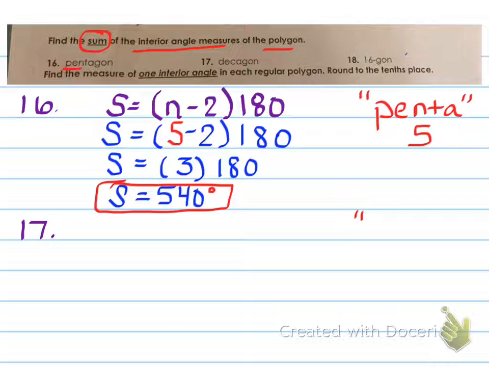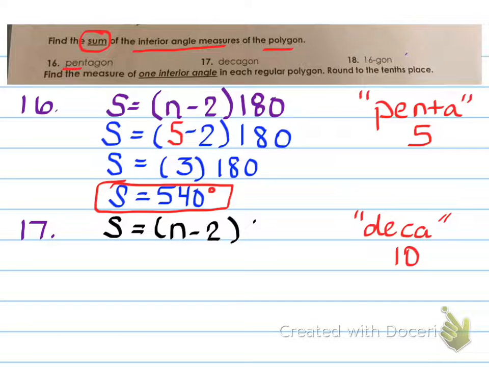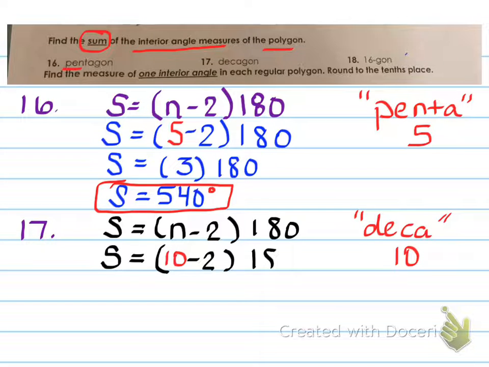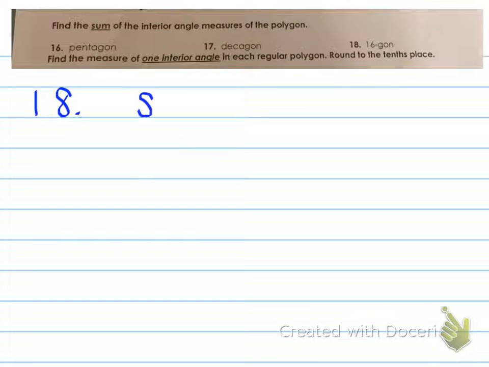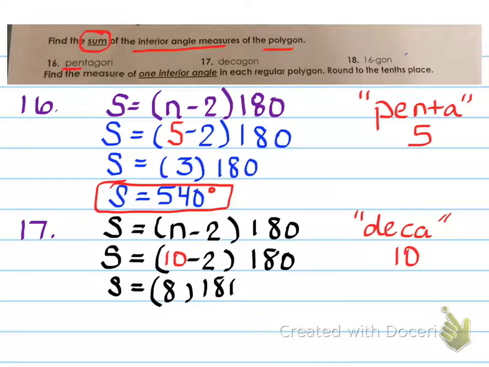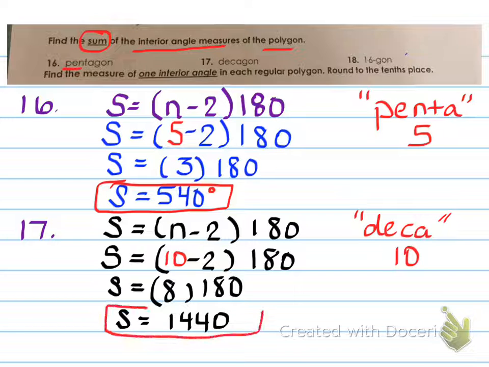Okay, so for 17, if you look at 17, it's a decagon. That prefix deca means 10, like a decade is 10 years. So you're going to start again with the formula, S equals n minus 2 times 180. Go ahead and plug in the 10 and then continue to work out the equation. So you'll be able to see that you get S equals 1,440. So you want to make sure to put a box around that. Don't forget your degree sign, and then let's go ahead and move on.